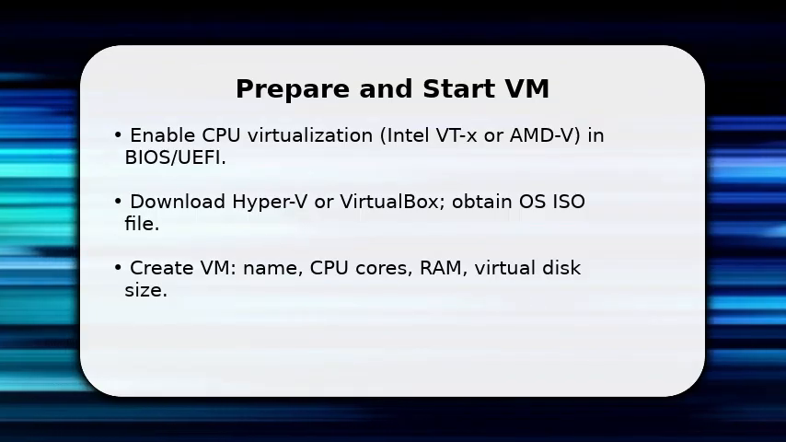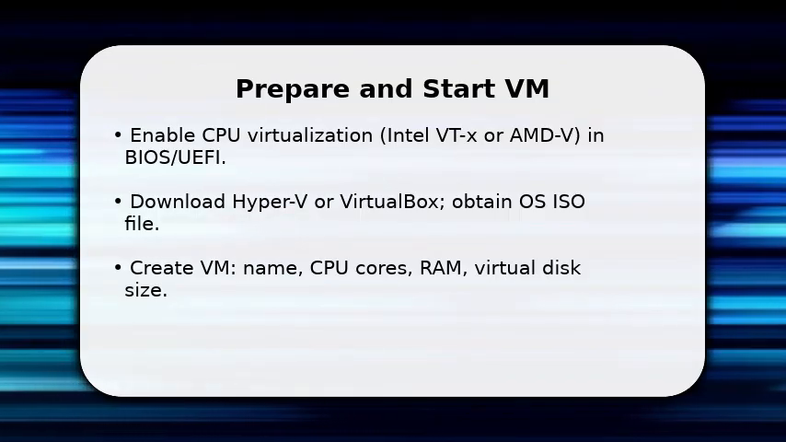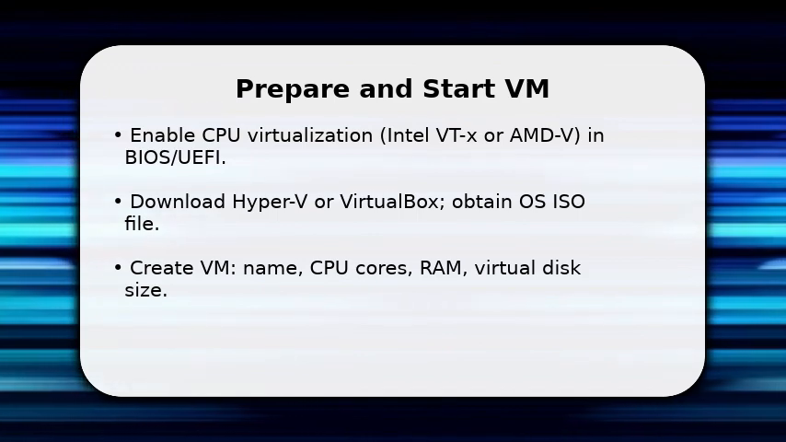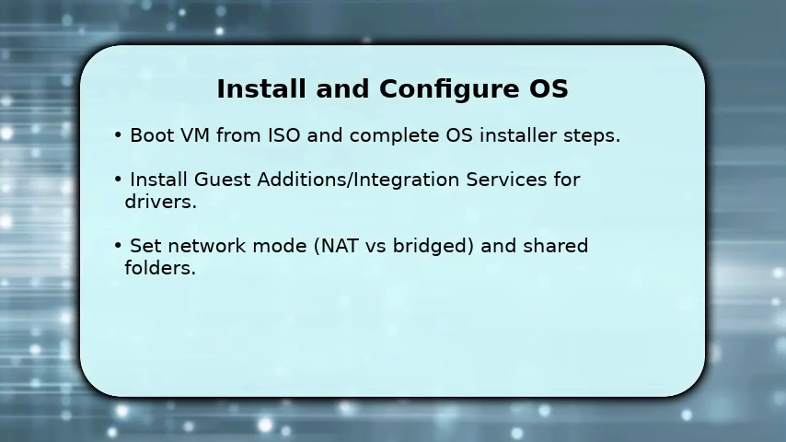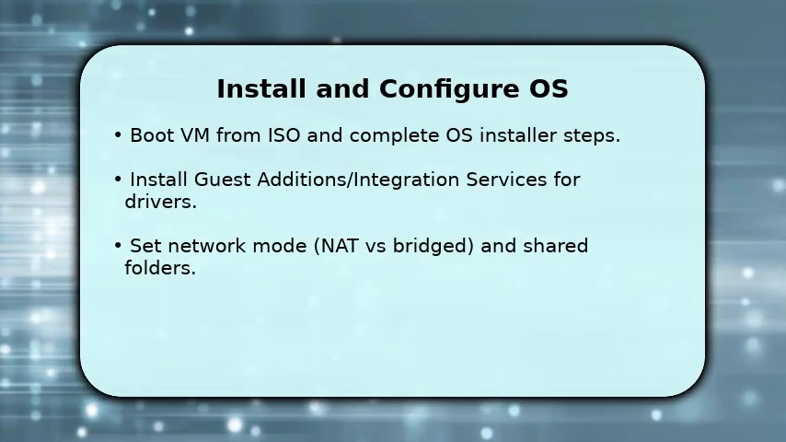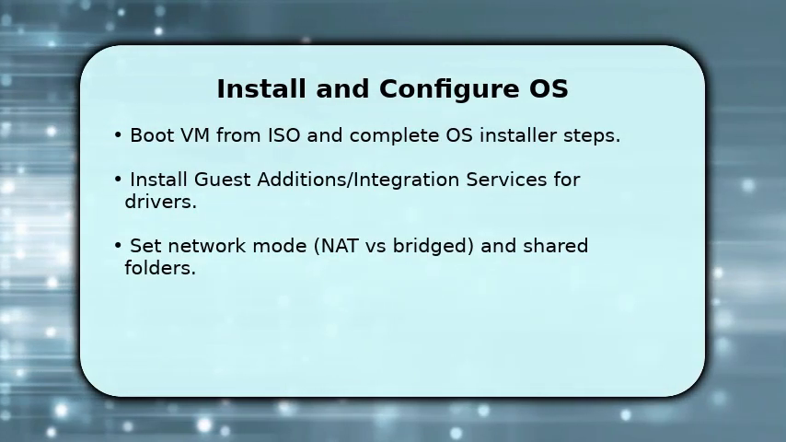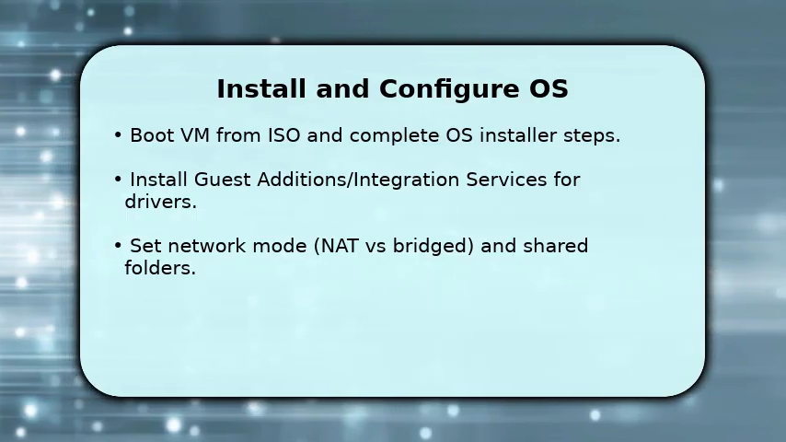Attach the ISO to the VM's virtual optical drive and set the boot order to boot from ISO. This gets you immediately into the installation phase without extra delay. You boot the VM and run the guest OS installer just like a physical machine. Follow language, partition, and user prompts.